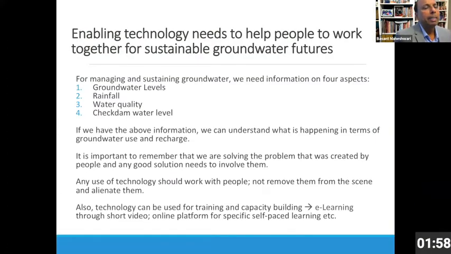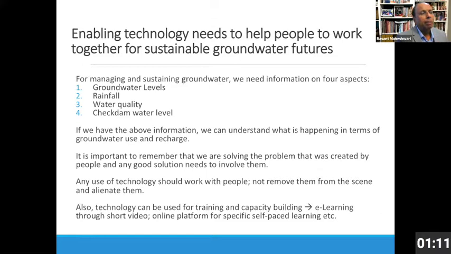So I think the message I want to drive is that enabling technology needs to help people work together for sustainable groundwater futures. For managing sustainable groundwater, we need information on four aspects: groundwater levels, rainfall, water quality, and check dam water level. If we have this information, we can understand what is happening in terms of groundwater use and recharge. And it is important to remember that we are solving a problem that was created by people, and any good solution needs to involve them.